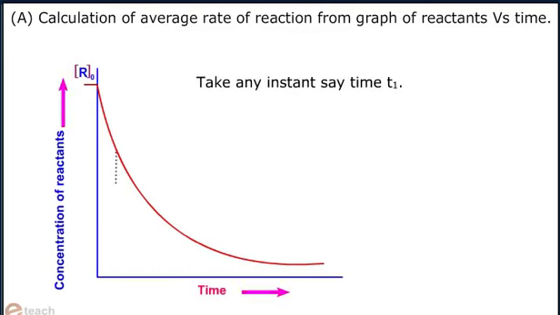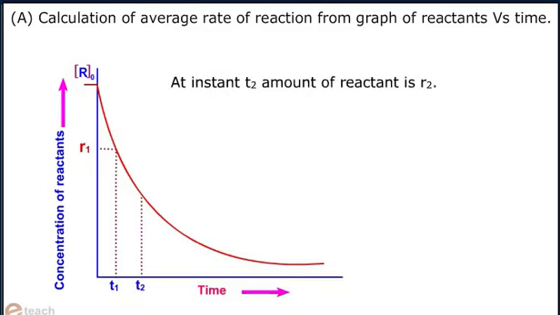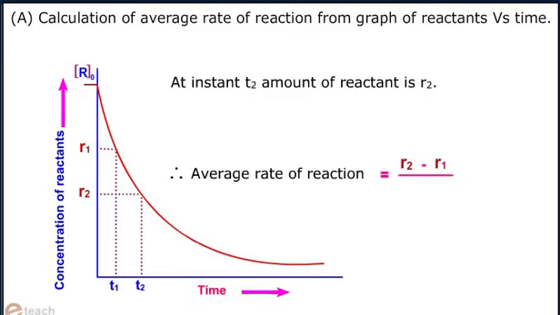Take any instant, say time t1. At instant t1, amount of reactant is R1. Take another instant, say time T2. At instant T2, amount of reactant is R2. Therefore, average rate of reaction is equal to (R2 minus R1) upon (T2 minus T1).